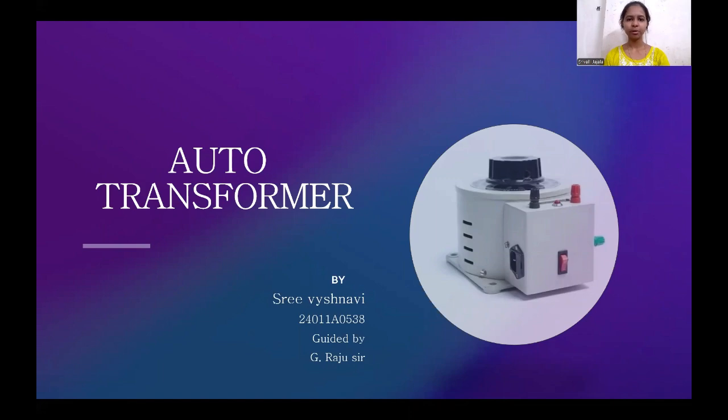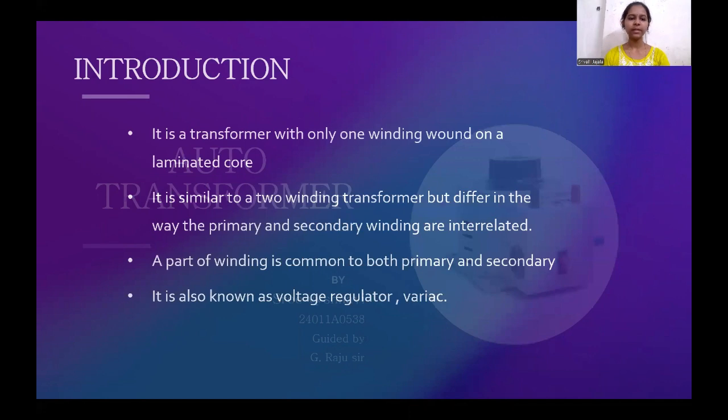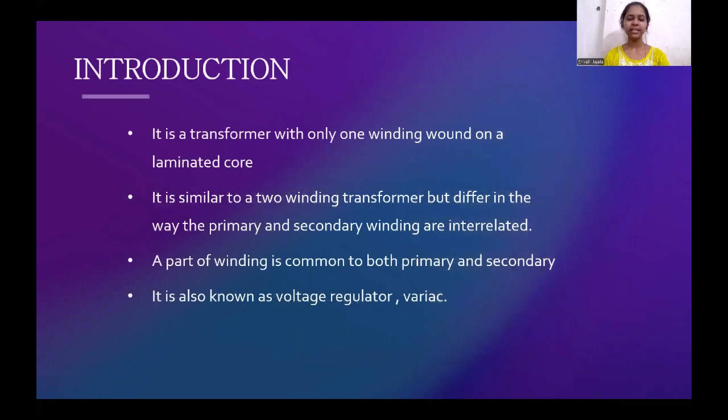Now I am going to discuss about auto transformer. Let me introduce it to you. Generally, a transformer is a static device which converts the electrical energy from one circuit to another circuit either by increasing or by decreasing the voltage.